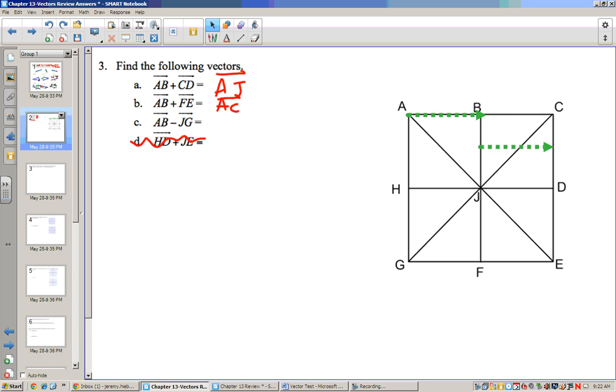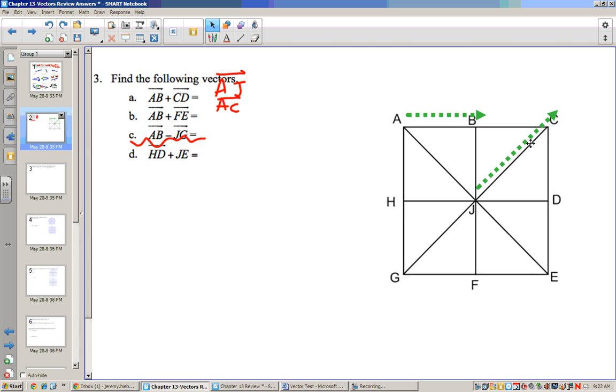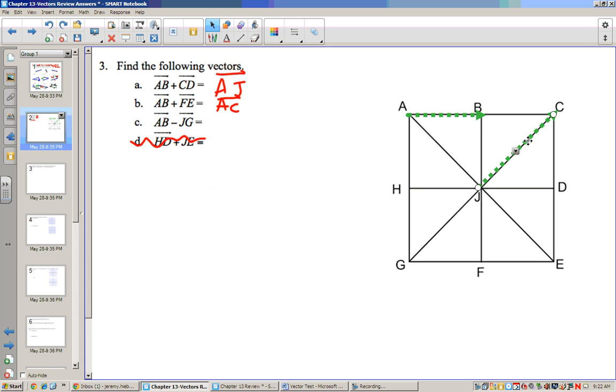AB minus JG. JG looks like that from here on down. So the negative of that is going to be like this here. So I need to put that right there. Now that goes off our graph.